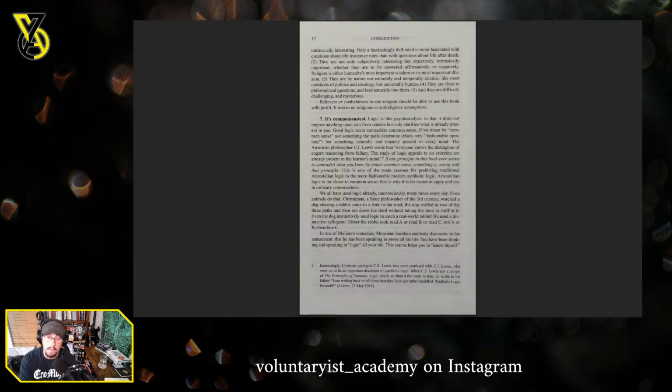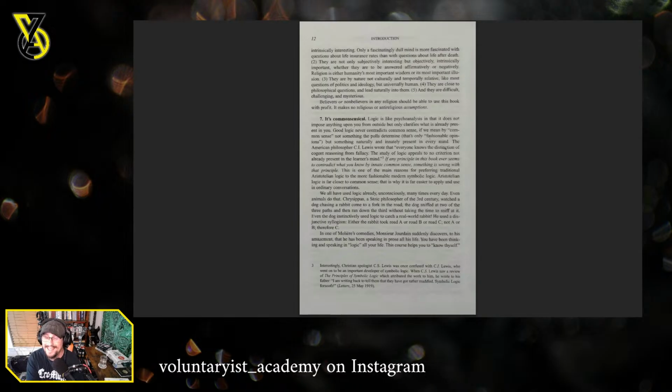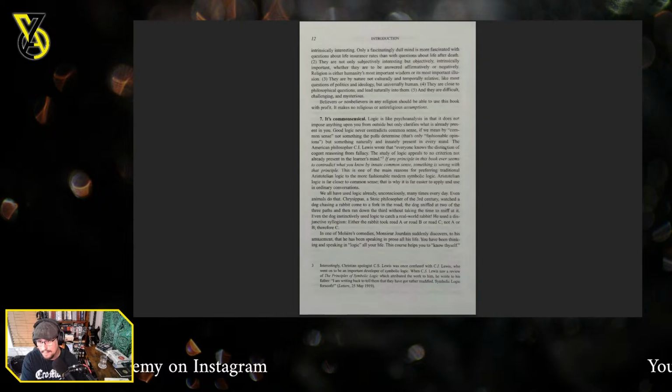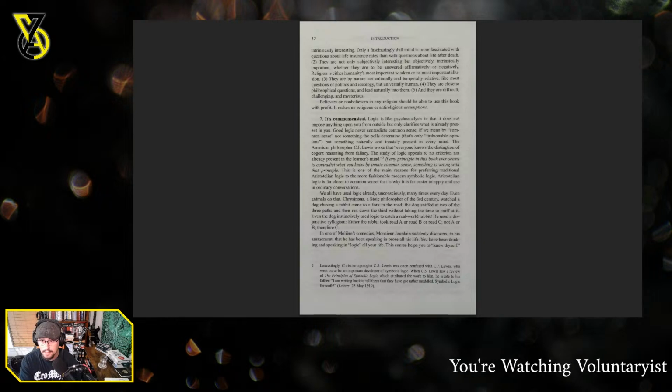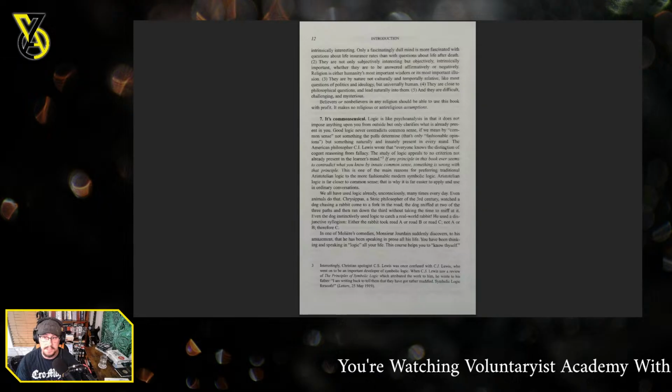Number 7. The 7th reason why this book is good is that it's commonsensical. Logic is like psychoanalysis in that it does not impose anything upon you from outside, but only clarifies what is already present in you. Good logic never contradicts common sense, if by common sense we mean not something the polls determine, that's only fashionable opinions, but something naturally and innately present in every mind.